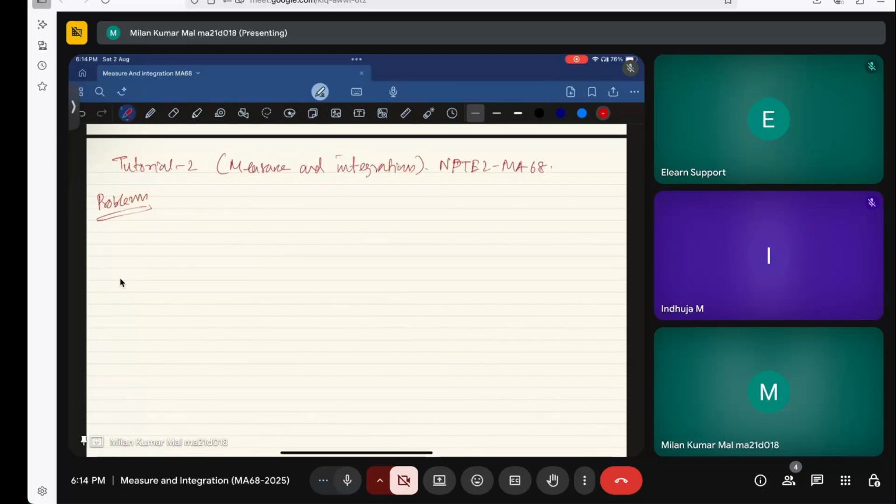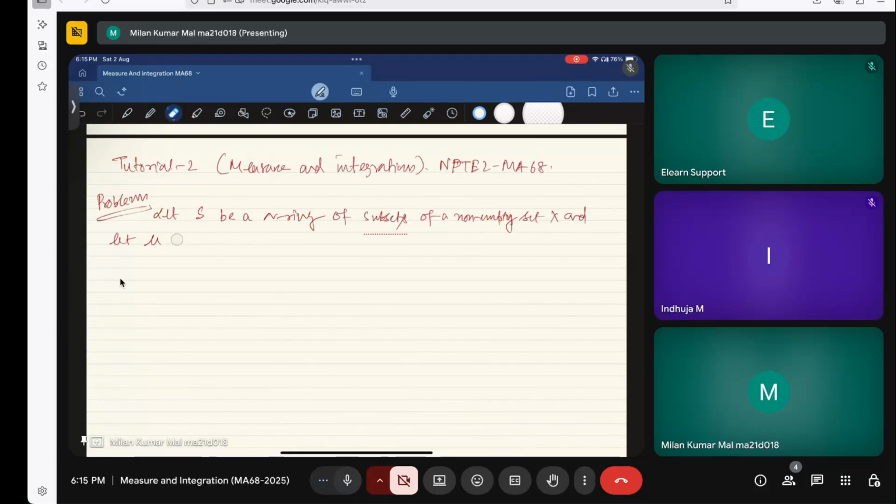So the first problem is: let S be a sigma ring of subsets of a non-empty set X. A sigma ring means it is closed under countable union, not only union but countable union, and it is closed under differences. It is a ring and a sigma ring.